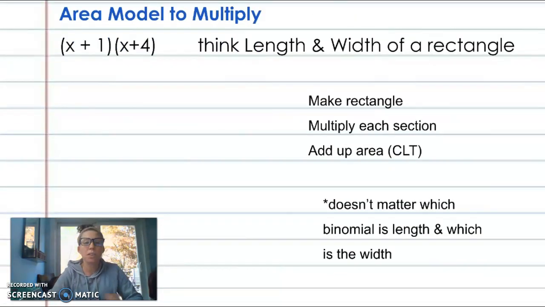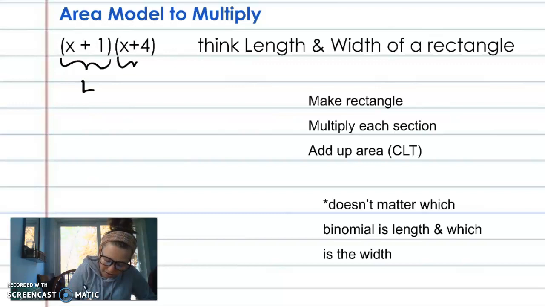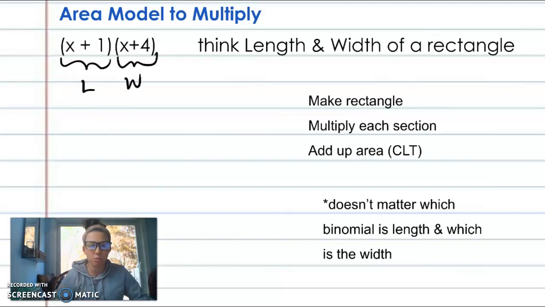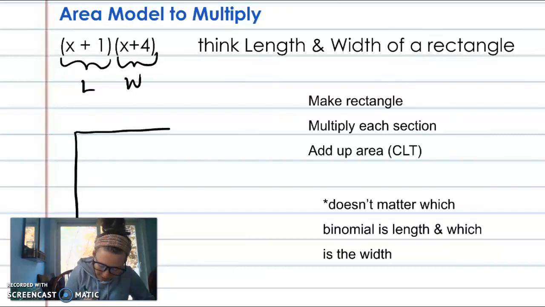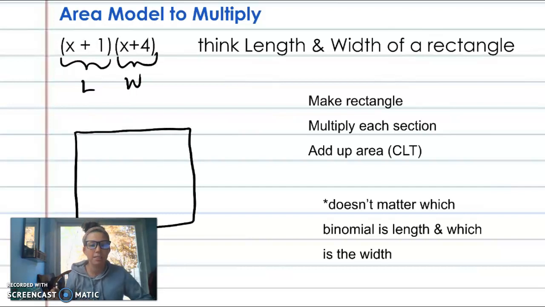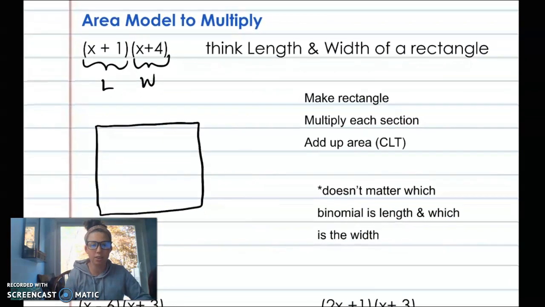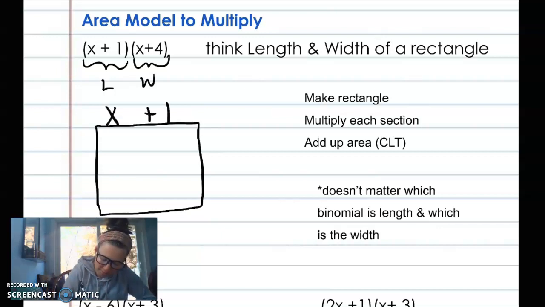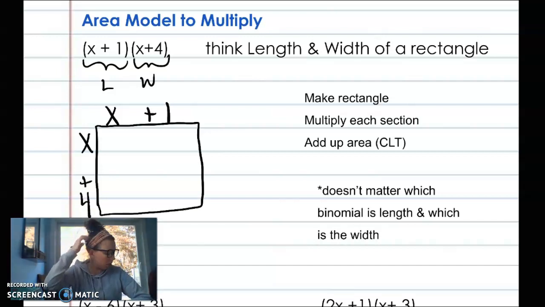Okay, so the first thing you want to think of is that you've got length and width of a rectangle. Usually I label this L and this W, but it actually doesn't matter which one's the length and which is the width. Then we're going to make a rectangle, so we're going to set it up like this. Sorry, I know my hand's in the way. We're going to mark the length up here, and we're going to isolate the x and then the 1. They're going to be separate from one another. And then the width, x plus 4. So you're going to do each section on there.